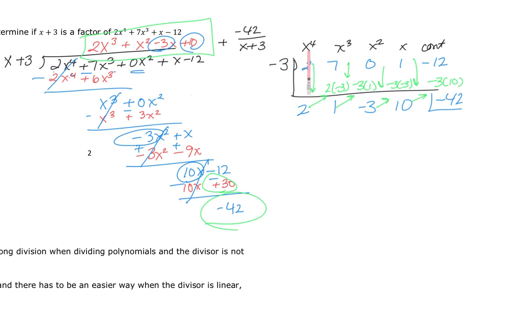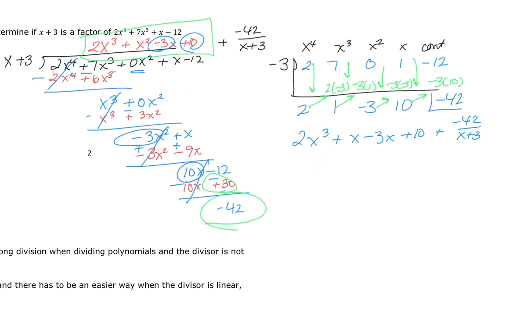So if this started with x to the fourth, then these are the coefficients for x cubed, x squared, x, and then the constant. So then this becomes 2x to the third plus x minus 3x plus 10 with a remainder of negative 42 over x plus 3. Here it is in all of its glory in long division. Here it is in synthetic.